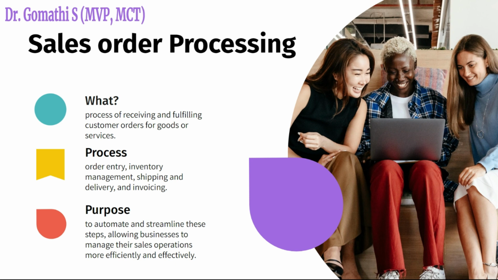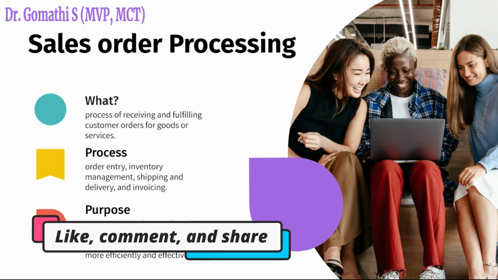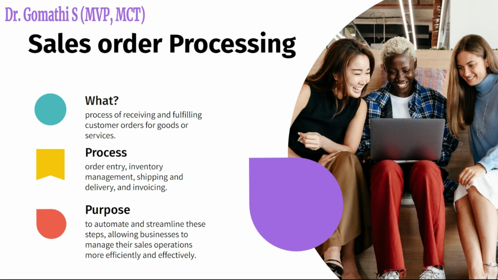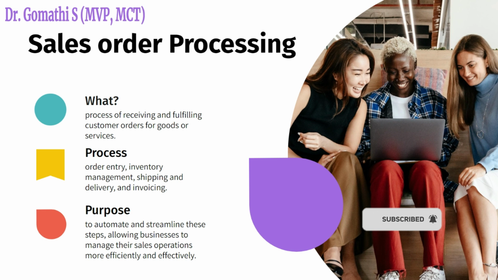And also we will look into various aspects, like what objects we can create and what possible fields we can add. Basically, sales order processing is the process of receiving and fulfilling customer orders for goods or services. This process typically involves several steps, including order entry, inventory management, shipping and delivery, and invoicing. If you wanted to add some more process to it, you can do that.